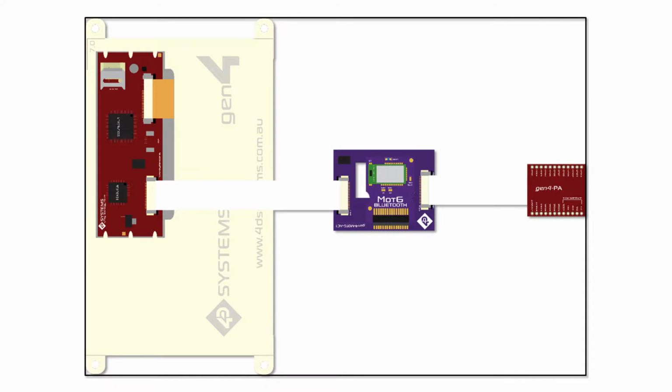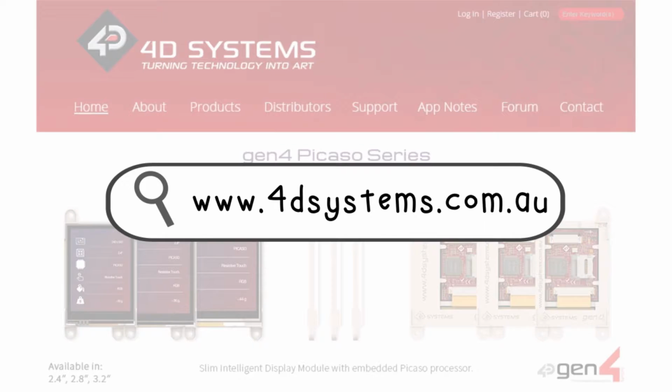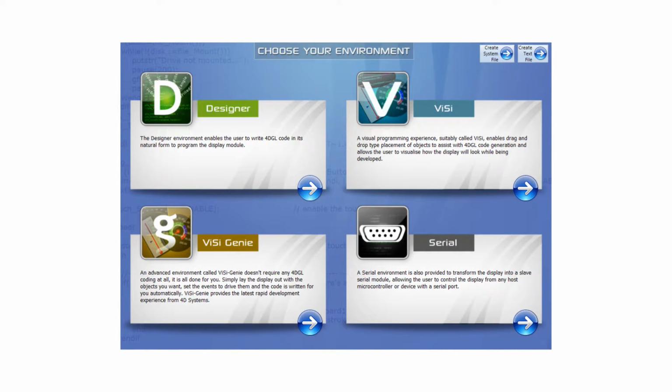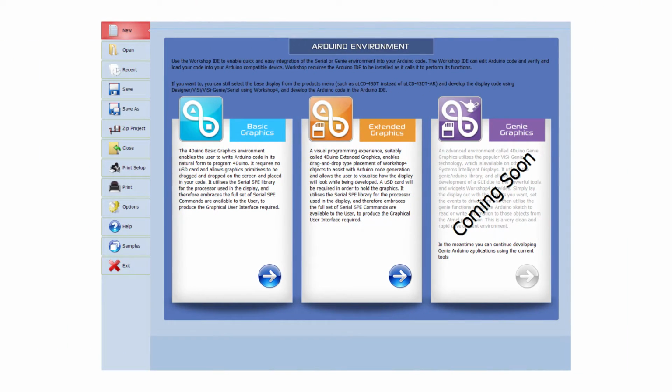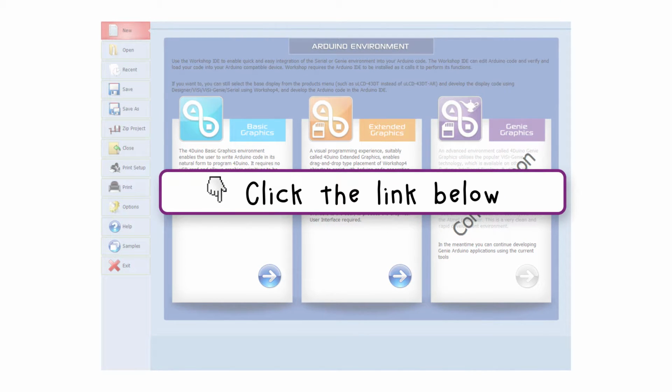The following Fritzing diagram was used to build the project. Gen4 display modules are available on our website. We've used the busy environment from our very own Workshop 4 IDE for this project. To download the 4D Systems Workshop 4 IDE, please go to our website or click the link below.